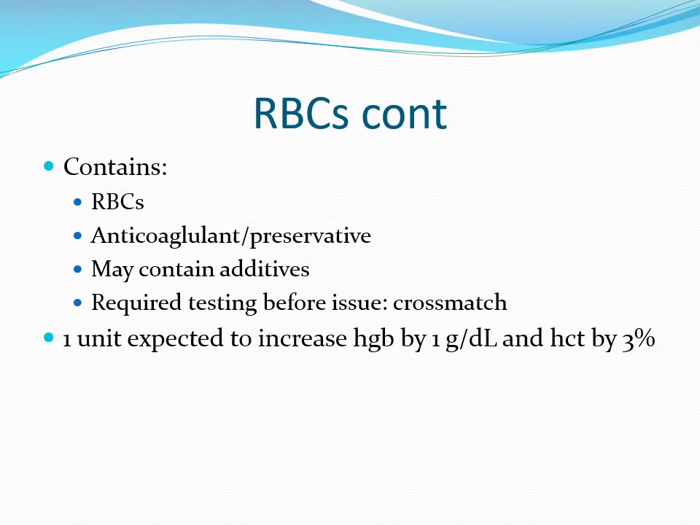RBCs contain, surprise, surprise, RBCs. The anticoagulant or preservative, and may contain additives to extend that shelf life up to 42 days. And again, for RBCs, we need to cross-match them before we give them. And an RBC, just like whole blood, 1 unit is expected to increase the hemoglobin by 1 gram per deciliter and the hematocrit by 3%.